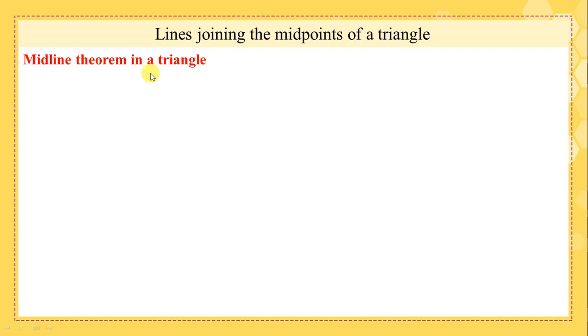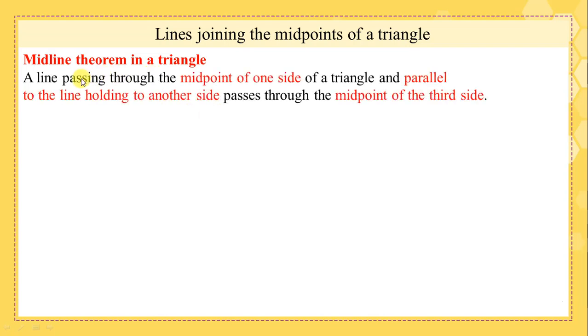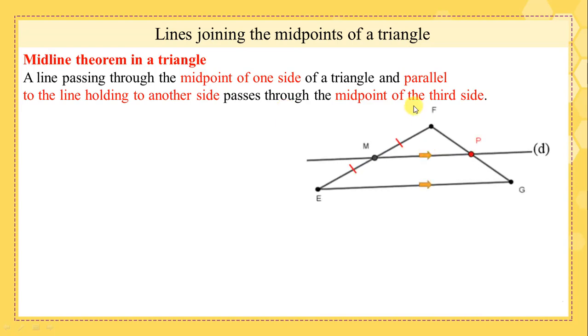Midline theorem in triangle. A line passing through the midpoint of one side of a triangle and parallel to the line holding another side passes through the midpoint of the third side. This theorem is called midline theorem. Let's see this theorem using the previous figure. In the previous figure, we have a triangle EFG. We have M is the midpoint of the first side. D is the line passing through this midpoint and parallel to the second side.